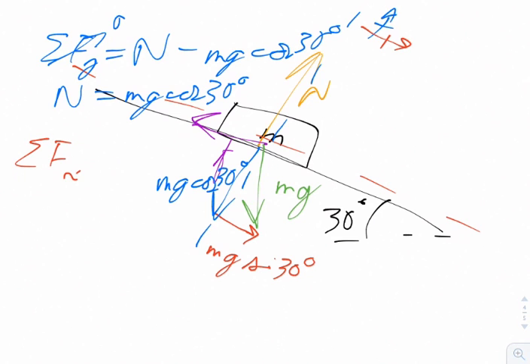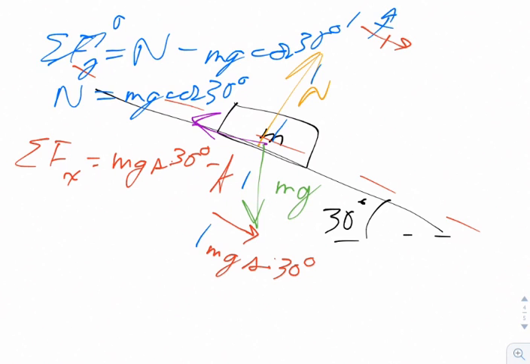All right, changing our thoughts to the horizontal direction, the Fnet in the horizontal direction, which is down the incline, is mg sine of 30 degrees minus the friction force. Well, what does Fnet equal? It always equals ma, and so Fnet equals ma in the horizontal direction means mg sine 30 degrees minus friction.